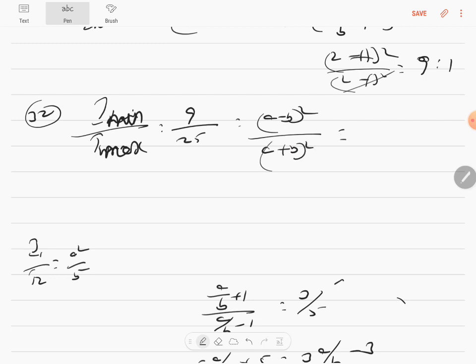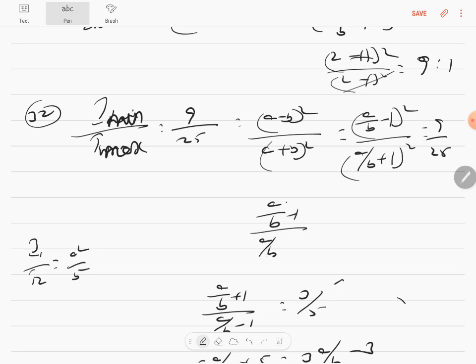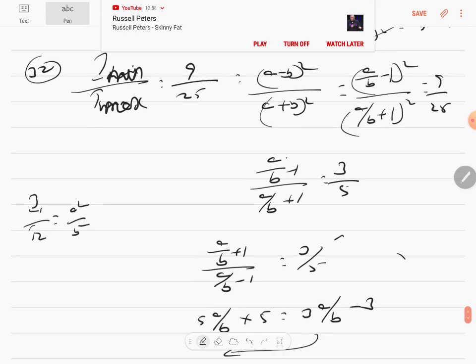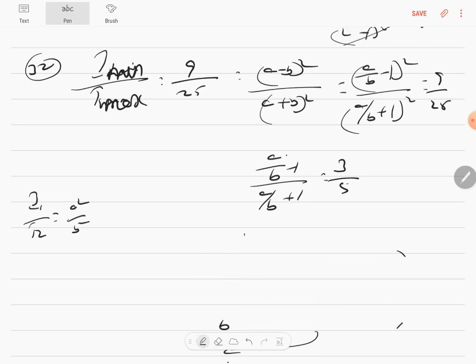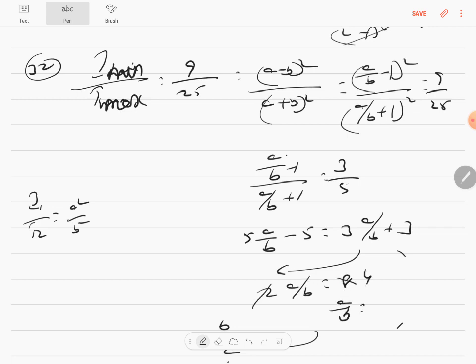So you take B square out as usual, and you get A by B minus 1 the whole square by A by B plus 1 the whole square, which is 9 by 25. We bang on. A by B minus 1 by A by B plus 1 is equal to 3 by 5. Can we cross multiply now? I think we'll get the answer. So 5 into A by B minus 5 is equal to 3 into A by B plus 3. Take it, that's it. 2 into A by B is equal to 8. A by B is equal to 4, which gives the ratio of the slit widths as 16 is to 1. Answer 16 is to 1? Yes, ma'am. So therefore 16 is to 1.